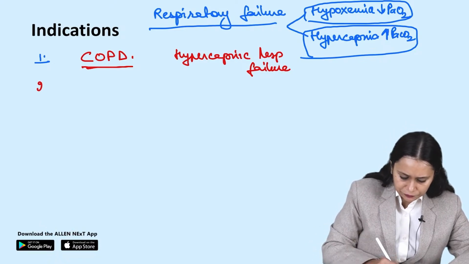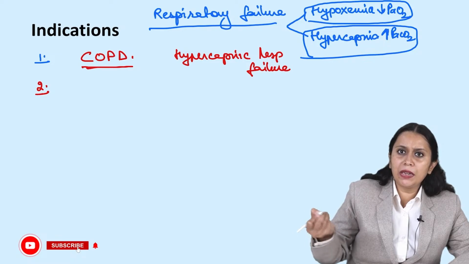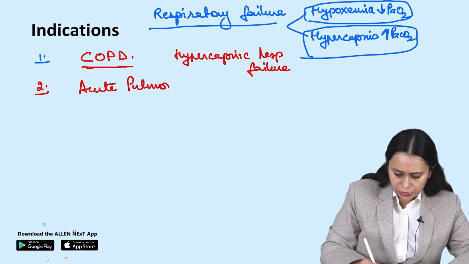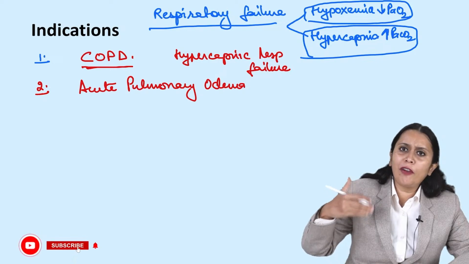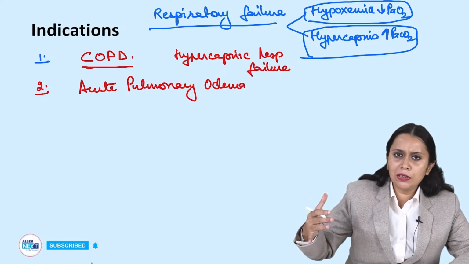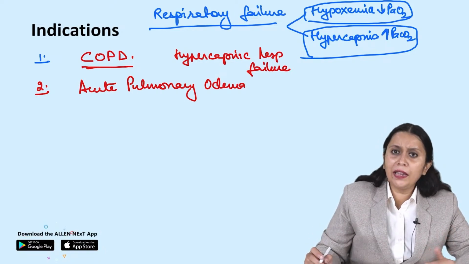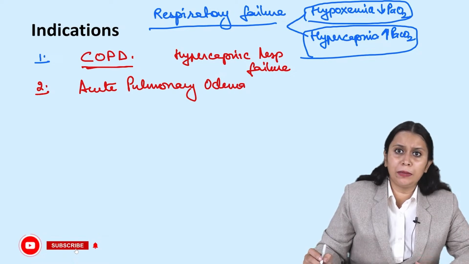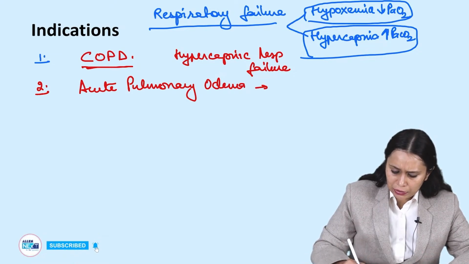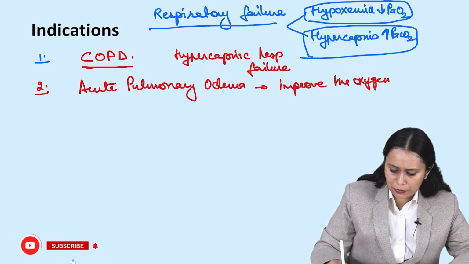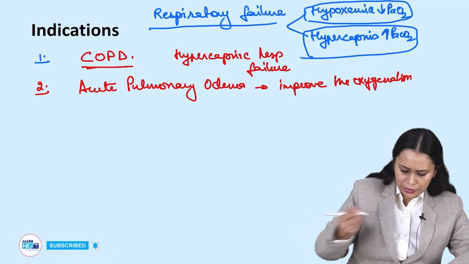The second indication, acute pulmonary edema, right? In acute pulmonary edema, why is ventilation required? To decrease the afterload and decrease the load of the heart, unload the heart, right? And for this, again, non-invasive ventilation has proven to have clear-cut benefit. What we require here is to improve the oxygenation of the patient by unloading the heart. So what is the mode required? In a minute, I will tell you.